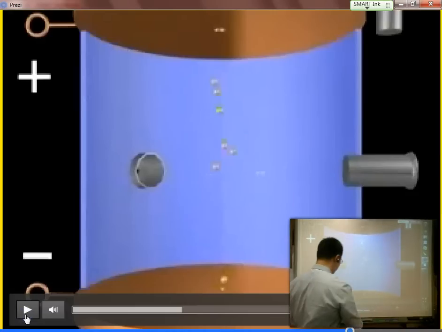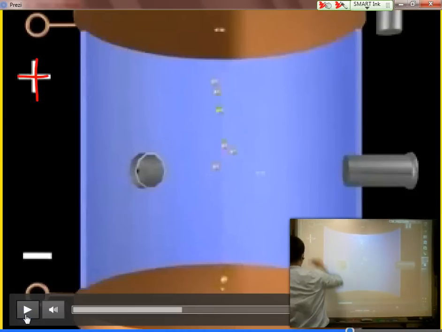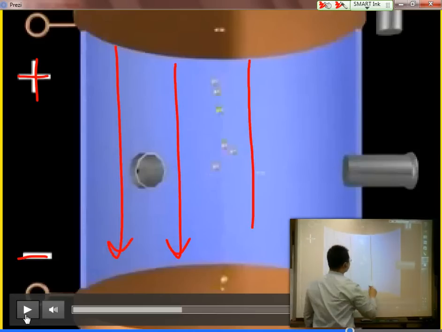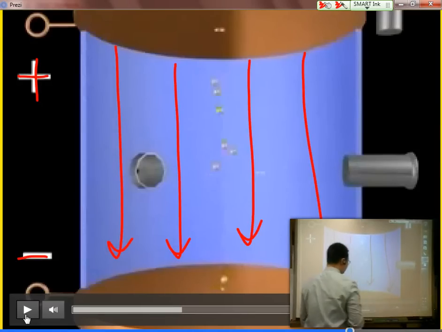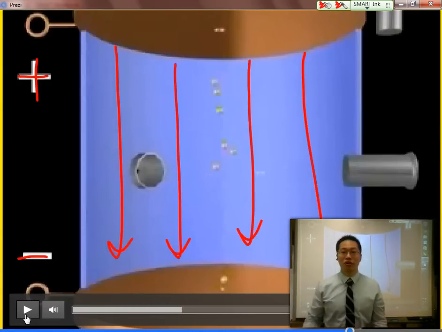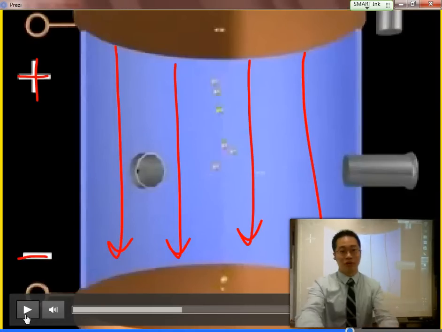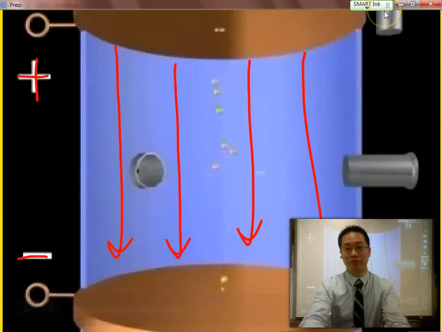Let me pause it for a moment here. You notice there's a positive charge on the top plate and a negative charge on the bottom. So right now, inside this diagram, there's a very strong electric field, okay, which Robert Millikan was able to control the strength of.